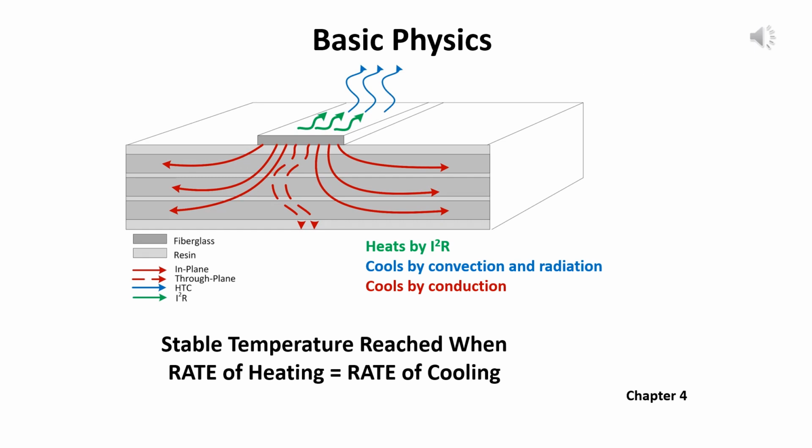The basic physics behind determining the temperature of a trace is pretty straightforward. The trace heats by I squared R power dissipation along the trace. It cools by conduction of heat away from the trace through the board, both in plane and through plane, and it cools by convection and radiation. A stable temperature is reached when the rate of heating equals the rate of cooling. It's really pretty straightforward.